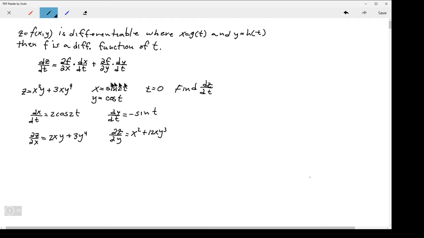Now, because I want all of this at t equals 0, I need to figure out x and y, and then all of this. So at t equals 0, x is going to be sine 2 times 0, which is 0. y is going to be cosine of 0, which is 1. So now I can plug everything in.